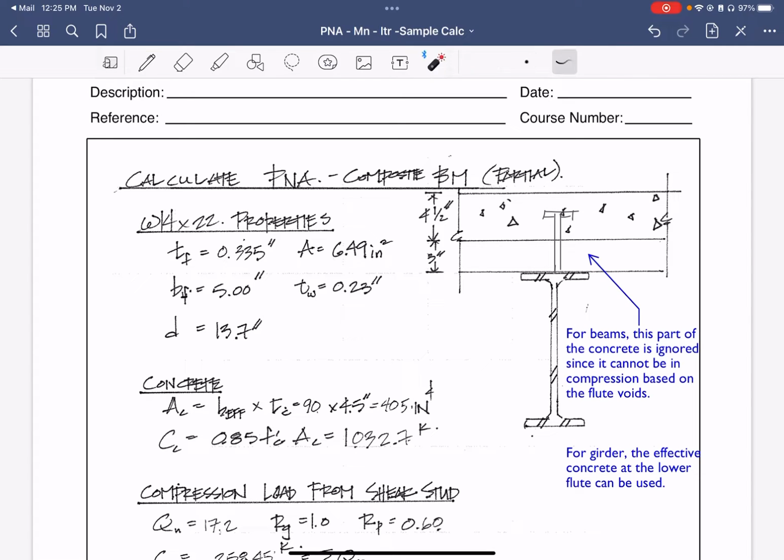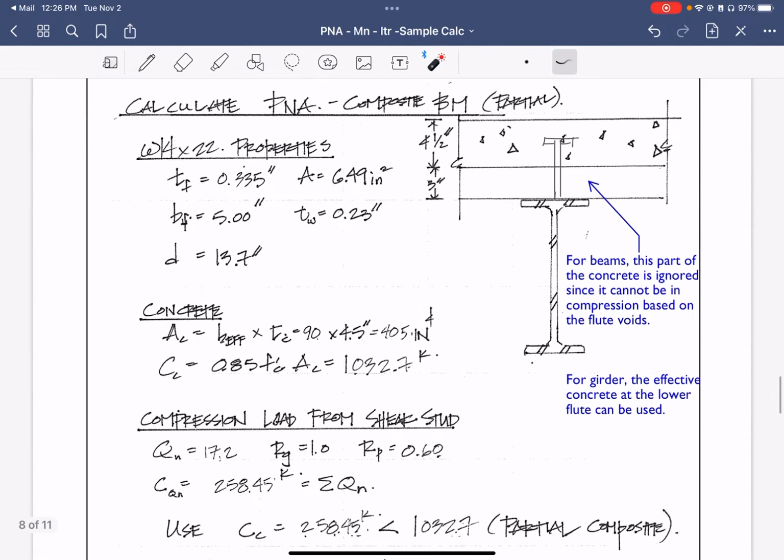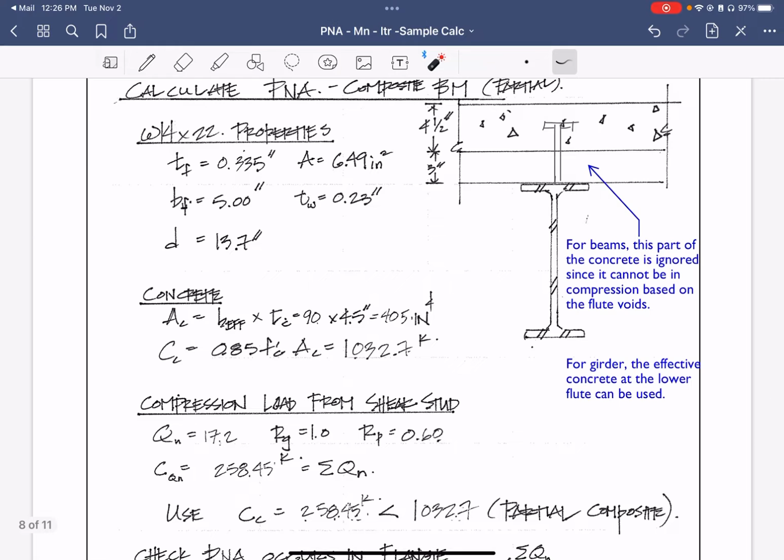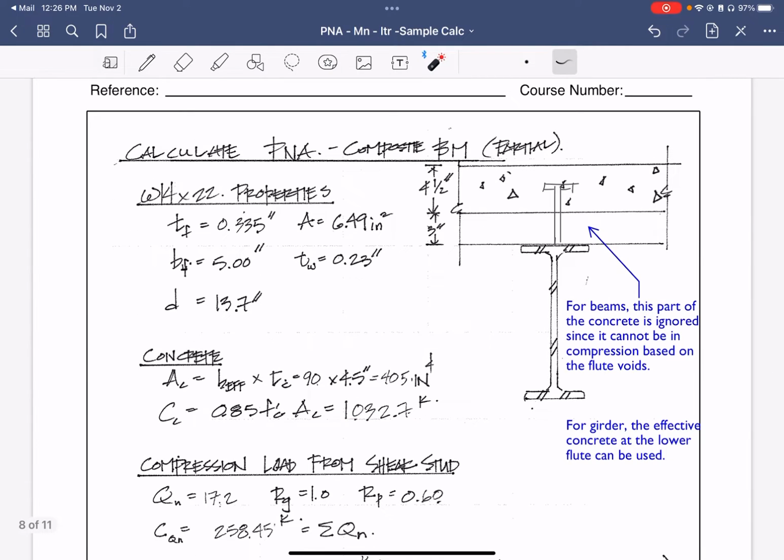First thing you want to do, based on your beam, is select all the properties that you can get out of the AISC table. Here you're going to be choosing your b effective. So your b effective times the thickness of the concrete, and in this case it's 90. Then your compression from the concrete is going to be 0.85 f'c times the area of the concrete, and that comes out to be that value. So that is the concrete that you're considering.